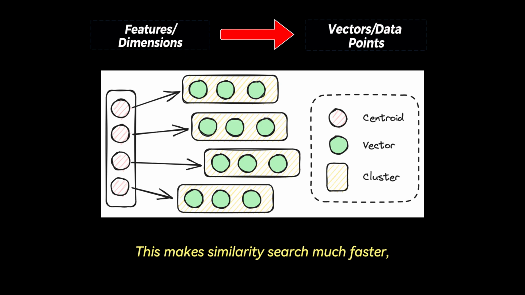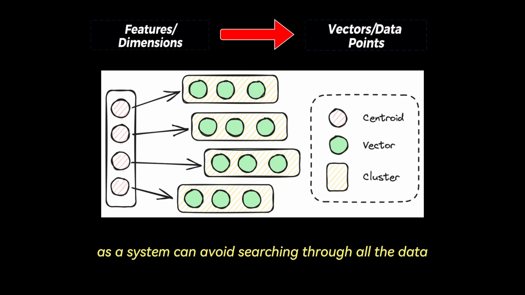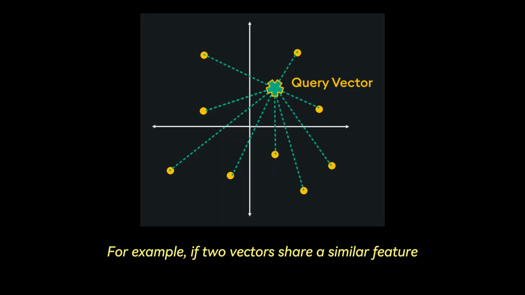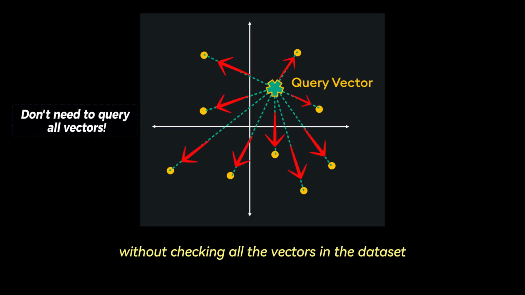This makes similarity search much faster, as the system can avoid searching through all the data and focus on relevant features or dimensions. For example, if two vectors share a similar feature, like a specific value in one of their dimensions, the inverted index can help identify them without checking all the vectors in the dataset.